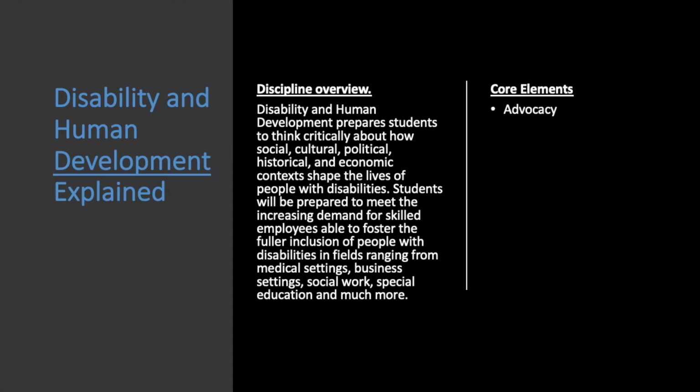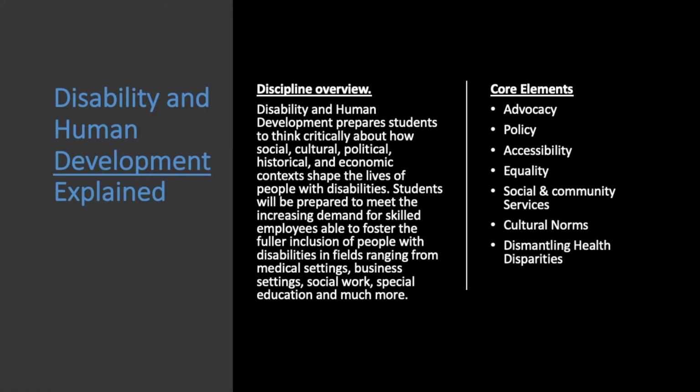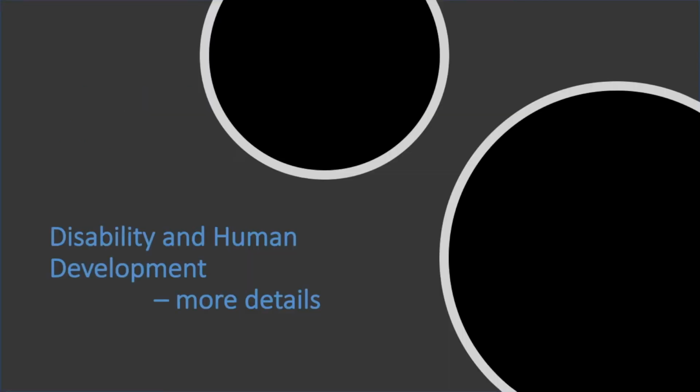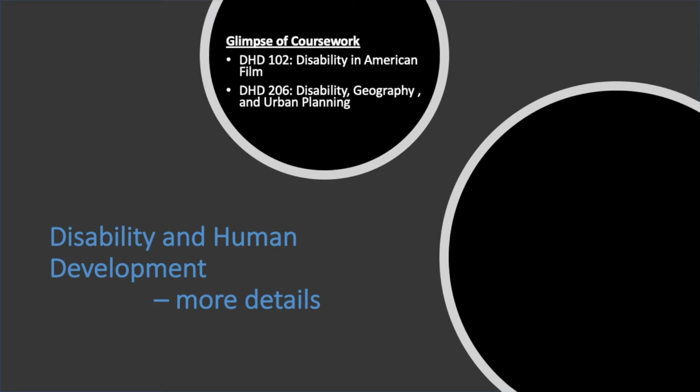Core elements of the program include advocacy, policy, accessibility, equality, social and community services, cultural norms, and dismantling health disparities. Here is a sampling of some courses in the DHD program that you can take. DHD 102 looks at films to pay keen attention to how disability is portrayed. As part of this class, you will create your own video project at the end of the course. DHD 206 dissects how one's health is impacted by one's environment. In DHD 440, you learn about assistive technology, from low-tech devices like a walking stick to high-powered wheelchairs.